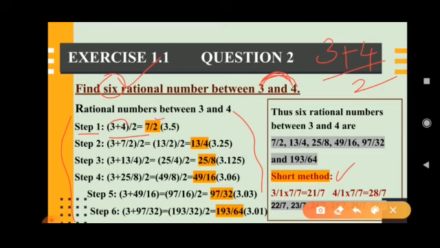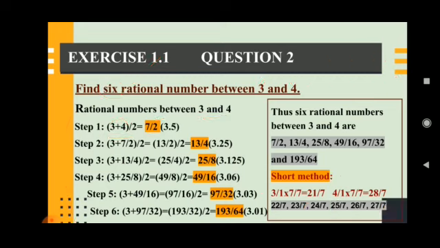How can we check whether it is rational or not? 7 by 2 is rational because it is in the form of p by q, and here q is not equal to 0. But is it in between 3 and 4? We have to check. It is there in between 3 and 4. As you all know, if we convert 7 by 2 to decimal, it becomes 3.5. Yes, 3.5 is in between 3 and 4. Clear?